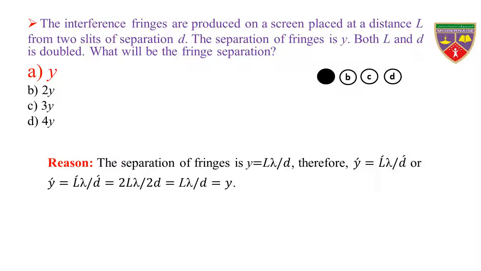Reason: the separation of fringes is y = Lλ/d. Therefore, y′ = L′λ/d′, or y′ = 2Lλ/2d. 2 is cancelled with 2, which is equal to Lλ/d, which is equal to y. Hence, the fringe separation does not change. It remains y.